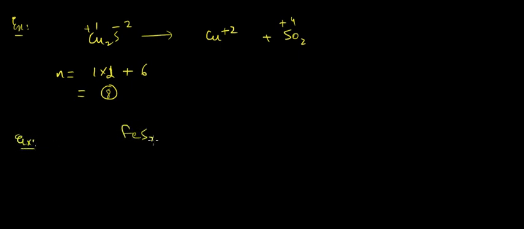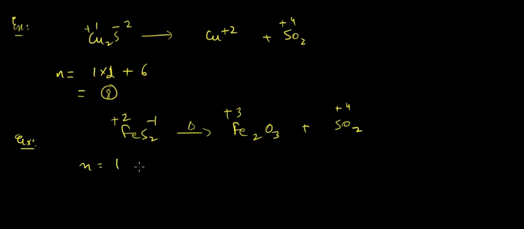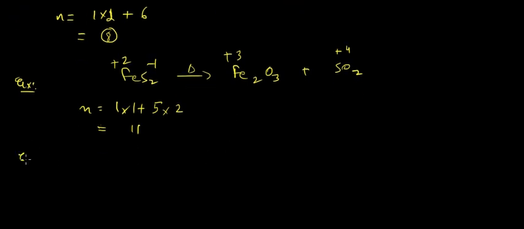Next we have FeS2, on heating, going to Fe2O3 plus SO2. So the oxidation state of Fe is +2 going to +3, and S is going from -1 to +4. So the n factor would be the number of electrons released by Fe, +2 to +3, which is 1, times the number of moles of Fe in the compound, which is 1, plus the number of electrons released by S, which would be 5, times the number of sulfur atoms present in the compound, which is 2. Hence the answer would be 11.